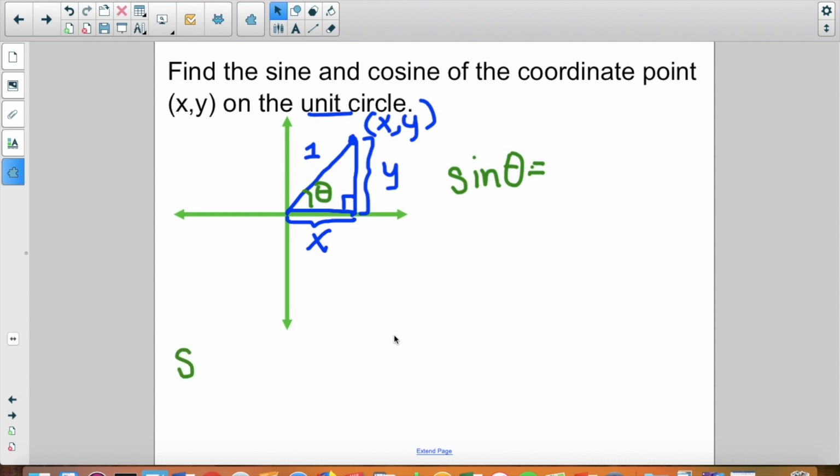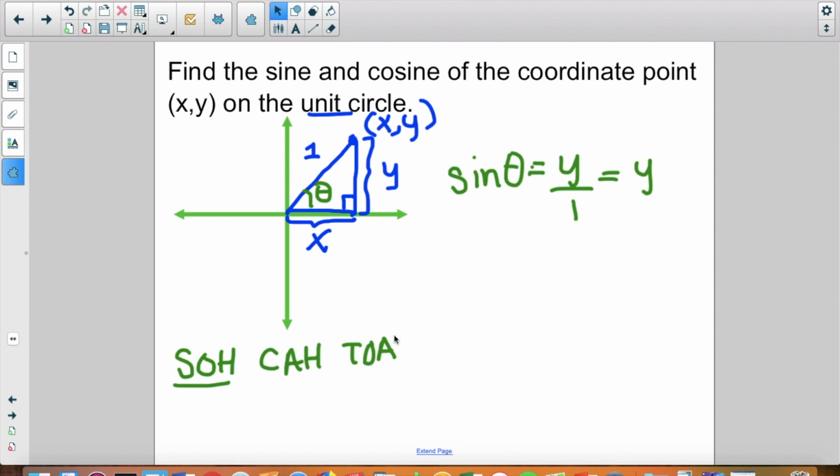To find sine of theta, we use SOH CAH TOA. Sine is over here, which is opposite over hypotenuse. The opposite of theta is y. The hypotenuse is 1. Y over 1 is just y. So we have sine of theta is equal to y.